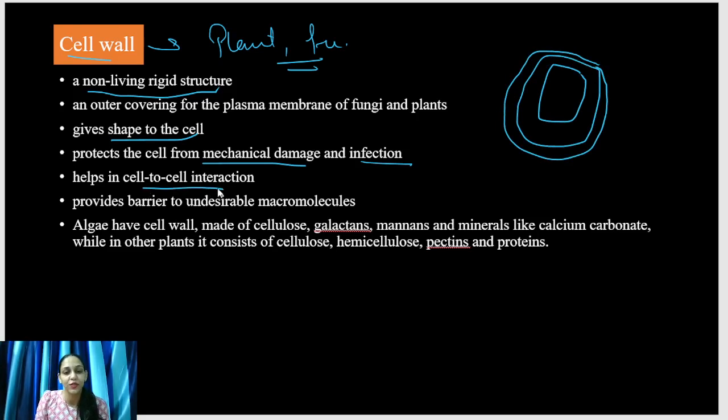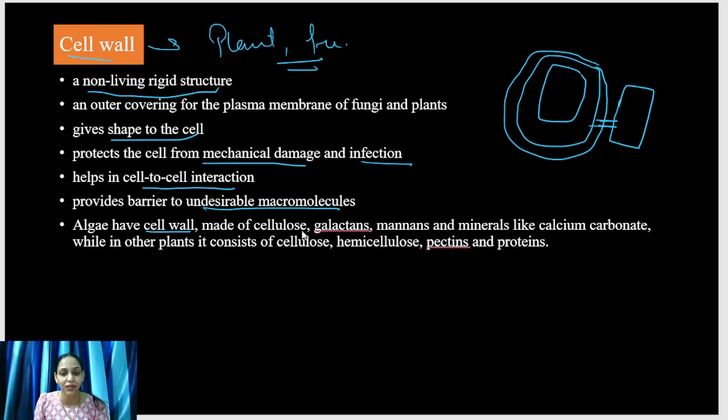It helps in cell to cell interaction. How? Like plasmodesmata join two cells through the cell wall. Okay. So it helps in cell to cell interaction. It provides a barrier to undesirable macromolecules. Undesirable macromolecules enter नहीं कर सकते. Macromolecules जिनका साइज ज्यादा बड़ा हो, वो सेल वॉल के थ्रू एंटर नहीं कर पाएंगे.